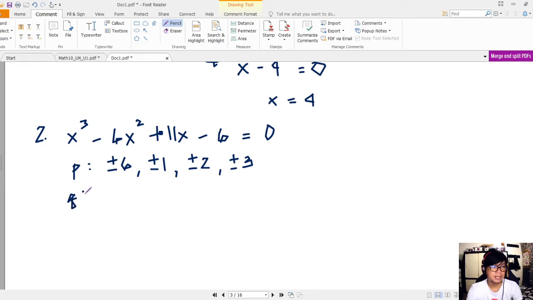So, yung Q natin, yung factors ng leading coefficient. So, since 1 lang siya, ang factors lang ng ating Q is positive, negative 1. Since ang value ng Q natin is positive, negative 1 lang man din, we will just copy the value of P here, the factors of P. So, positive, negative 6, positive, negative 1, positive, negative 2, and positive, negative 3.